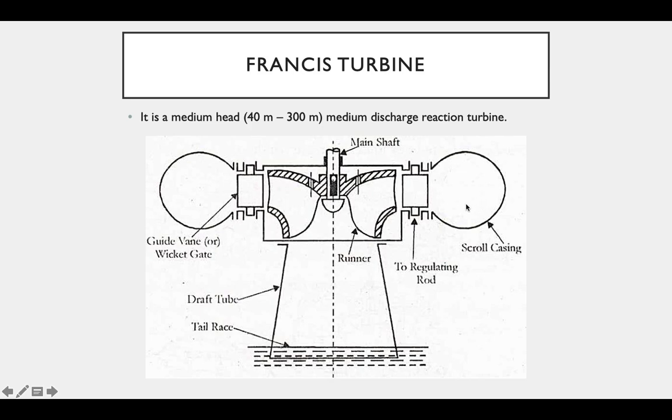So water comes to the scroll casing from the penstock. From the scroll casing it passes through the guide vanes. The guide vanes guide the flow, and then it reaches the runner.